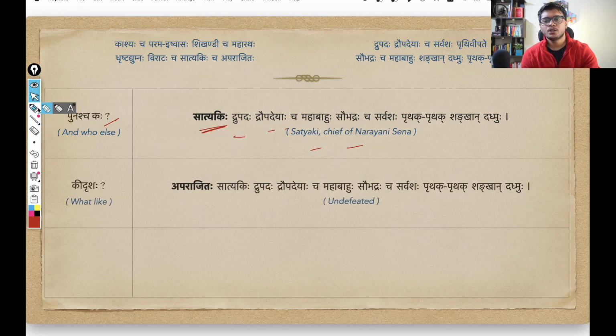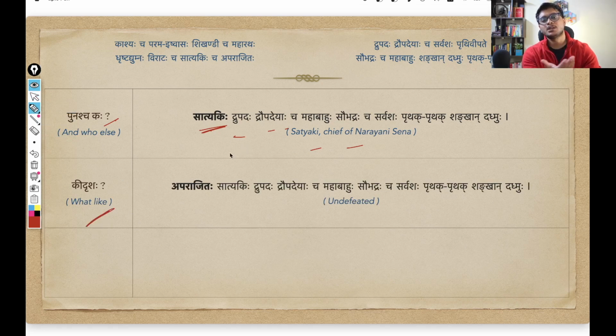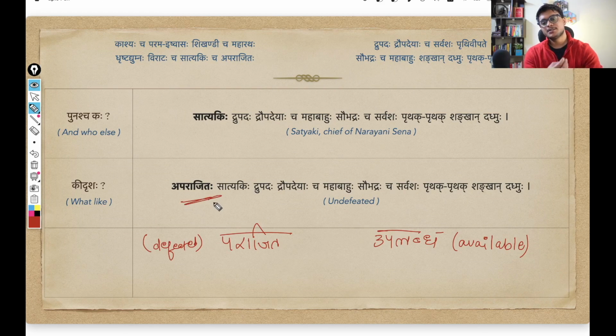And if I move forward, again we also have an adjective in the shloka that is describing Satyaki further. And what is that adjective? That is Aparajitaha. You can already guess the meaning of this name. Parajit simply means someone who is defeated. And if we add an a, it will just negate the meaning. So Aparajit, someone who is undefeated, who is Ajeya, as we say in Hindi. So undefeated Satyaki.